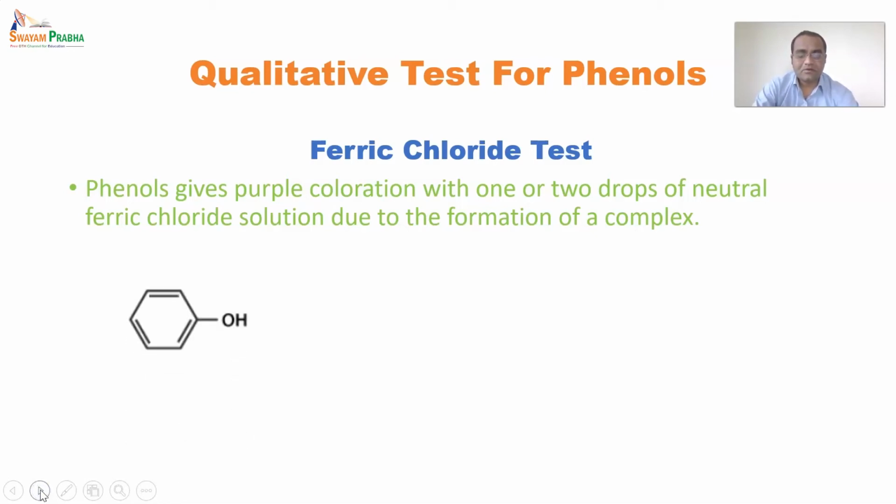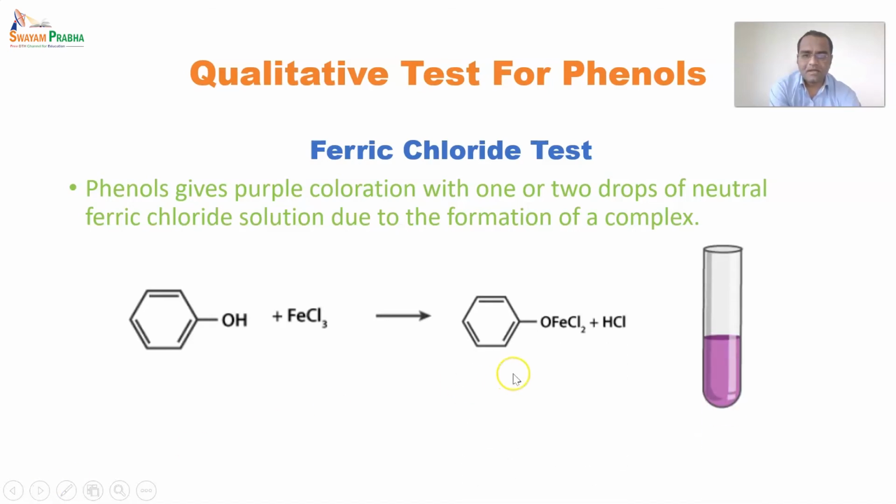Some types of phenol derivatives give a violet coloration. So depending on the phenol, it can be identified what type of coloration it gives. Here we are talking only about phenol: when 2 or 3 drops of neutral ferric chloride are added, it will form a complex, and such a purple color will be given by this compound, from which phenol can be confirmed.